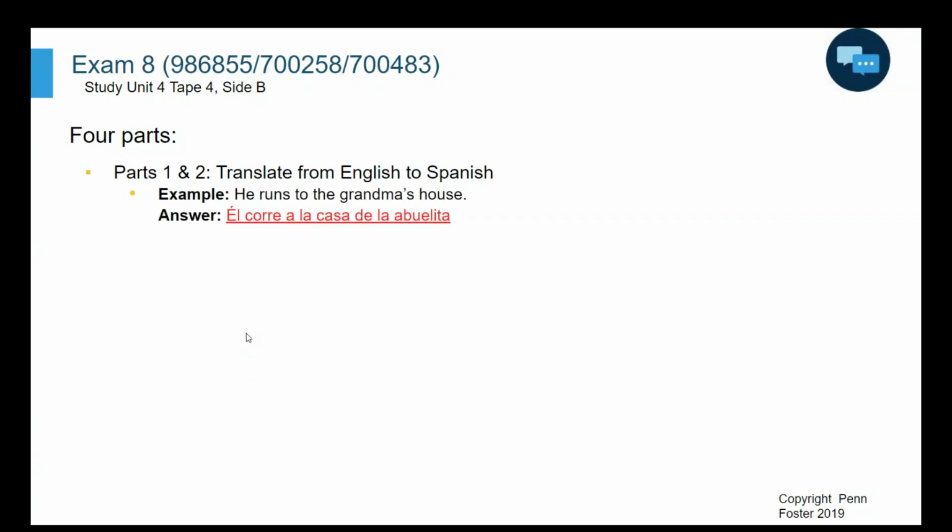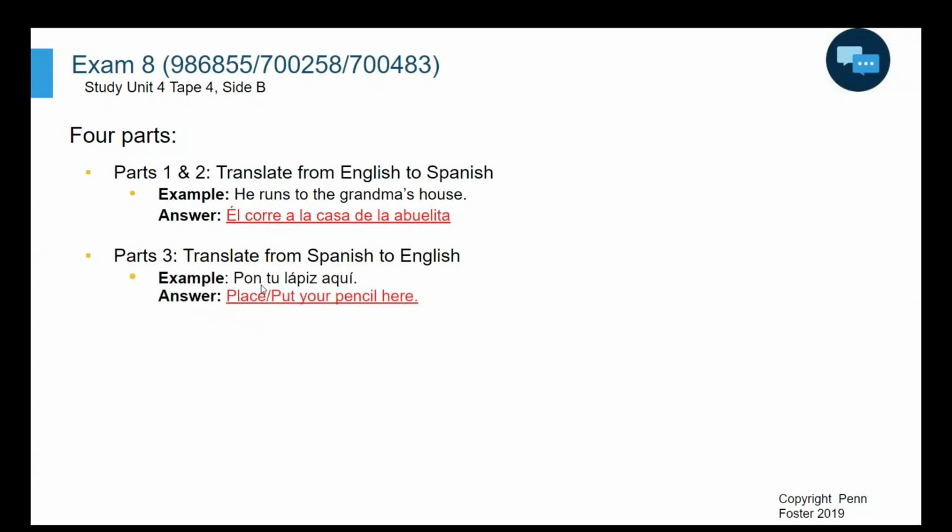In our next exam, number 8, this is also 4 parts. Parts 1 and 2, you'll be given sentences. You'll need to translate those from English to Spanish, as you can see in the example there. In part 3, you're going to be translating from Spanish to English. And we have the example, pon tu lápiz aquí, meaning place or put your pencil here.